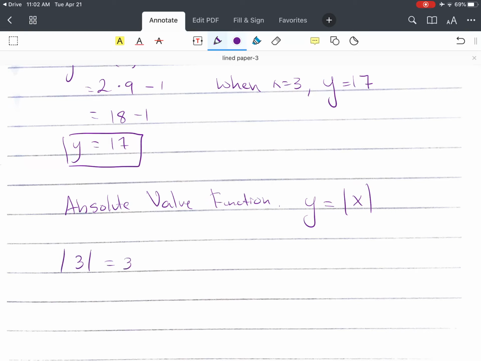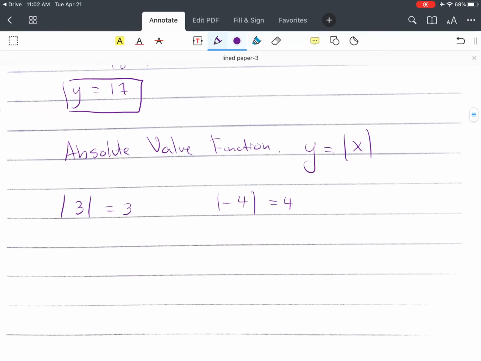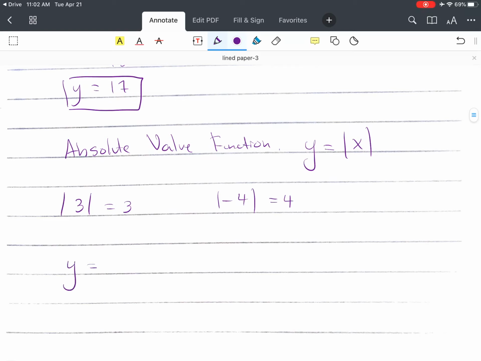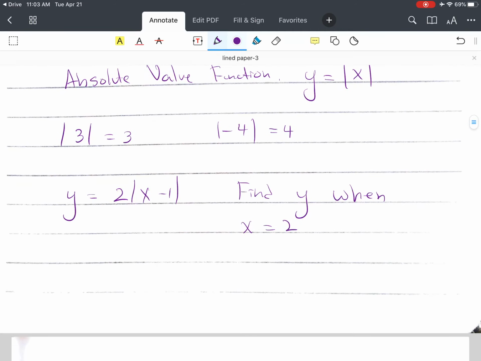For example, the absolute value of 3 is 3 because you're 3 units away from 0. The absolute value of negative 4 is 4. So if it helps, it just makes it positive, okay? So suppose the equation is y equals 2 times the absolute value of x minus 1. So find y when x is equal to 2.